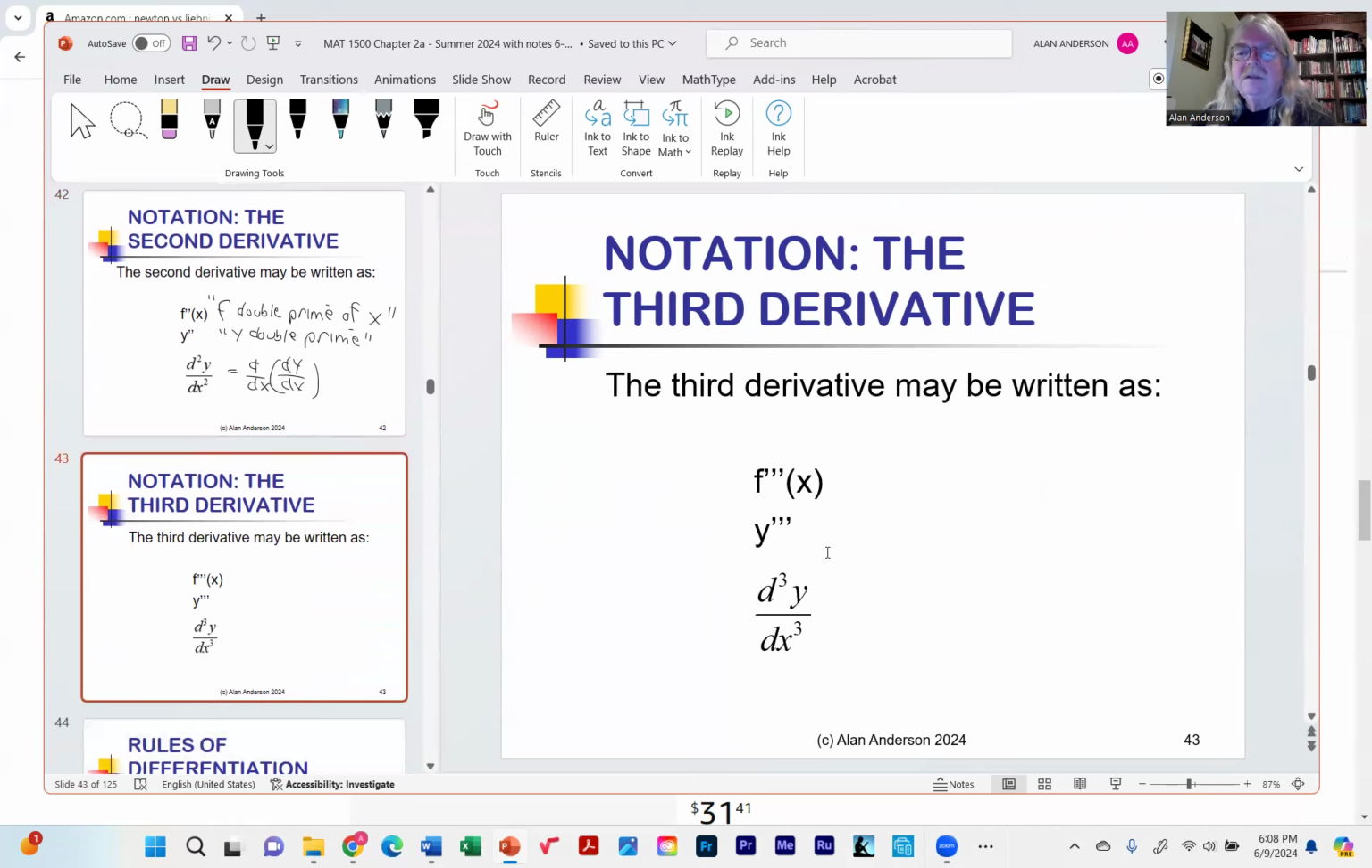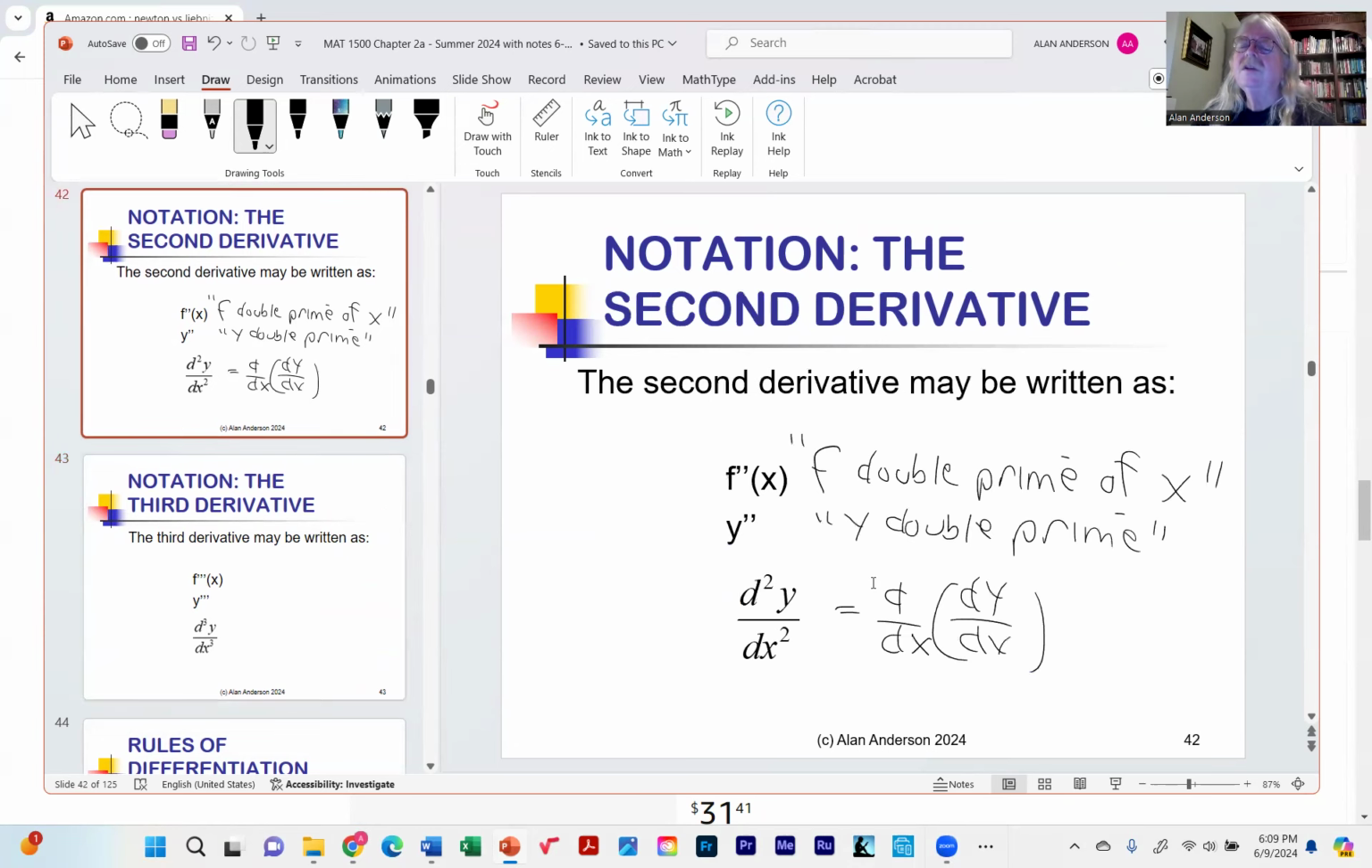Yeah, 3 primes, and then d3y over dx cubed. Now, we don't normally go much further than this. Even the third derivative, you don't run into it very often. It's really the first and second derivatives that are the ones we'll see all the time. There's a lot of practical uses for these.